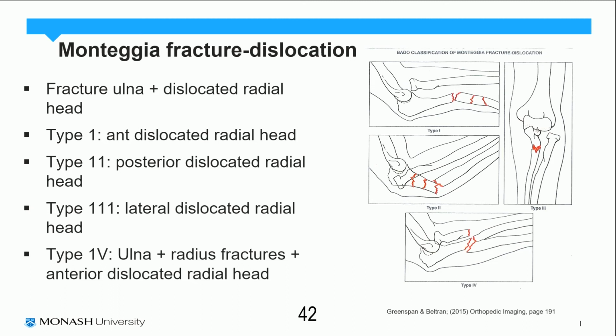And there's 4 types. So in type 1, we have an anterior dislocated radial head with a fracture of the ulna. In type 2, we have a posterior dislocated radial head with a fracture of the ulna. In type 3, the radial head is dislocated laterally. And then in type 4, we have ulnar and radius fractures as well as an anterior dislocated radial head.